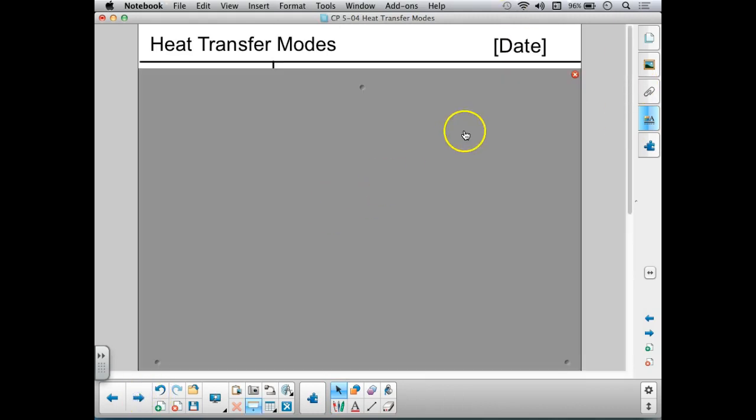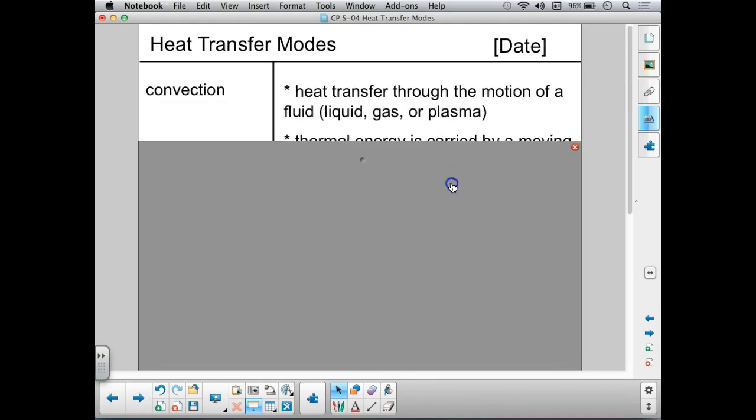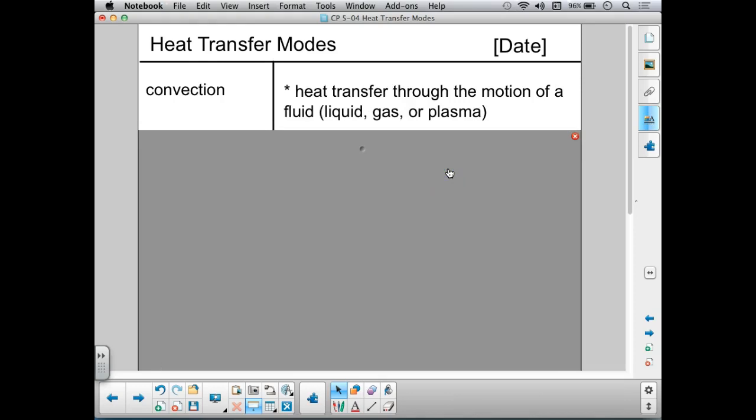So let's go to the second mode of heat transfer. Remember, there are three ways that thermal energy can move. Conduction is one of them, and the second way is called convection. We're going to define convection as heat transfer through the motion of a fluid. And by fluid, I mean anything that's not a solid. So a liquid, a gas, or a plasma.